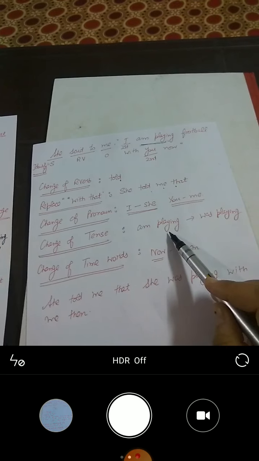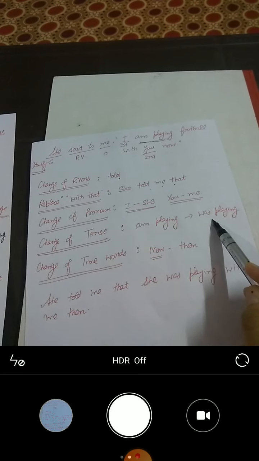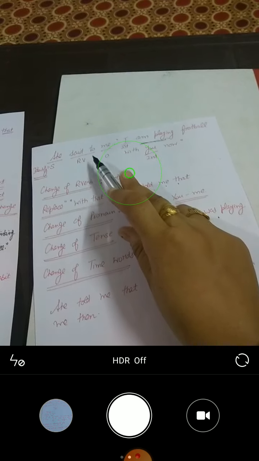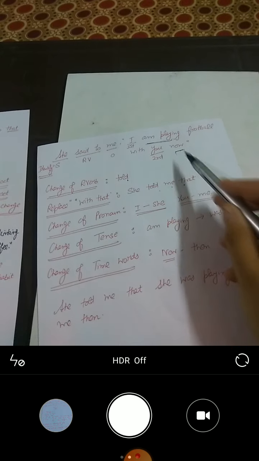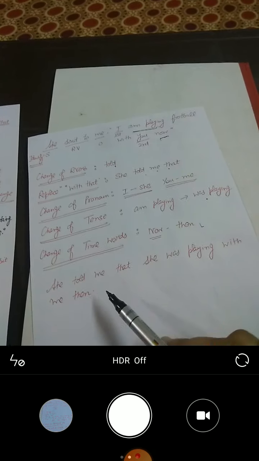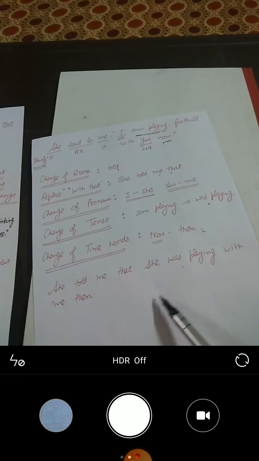Change of tense, present continuous into past continuous, because your reported verb is in past tense. Then change of time words. Here now will be changed into then. So now we can combine the whole example. She told me that she was playing with me then.